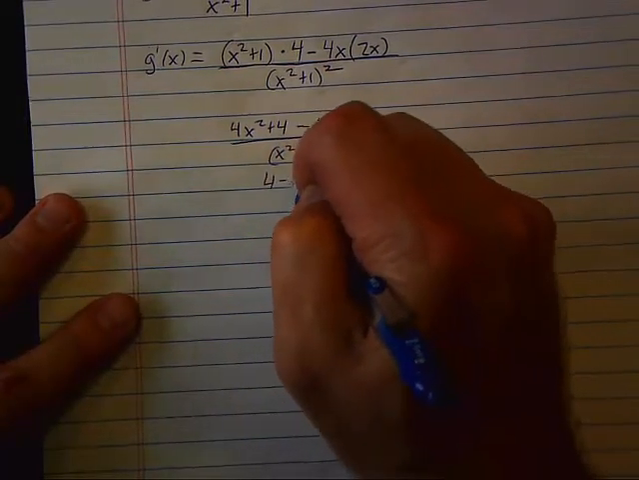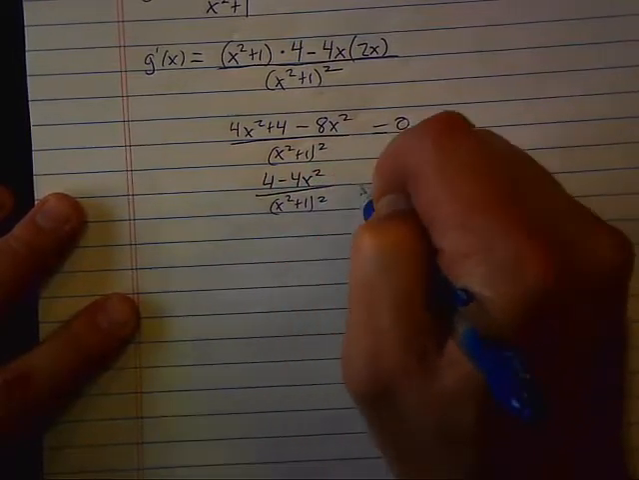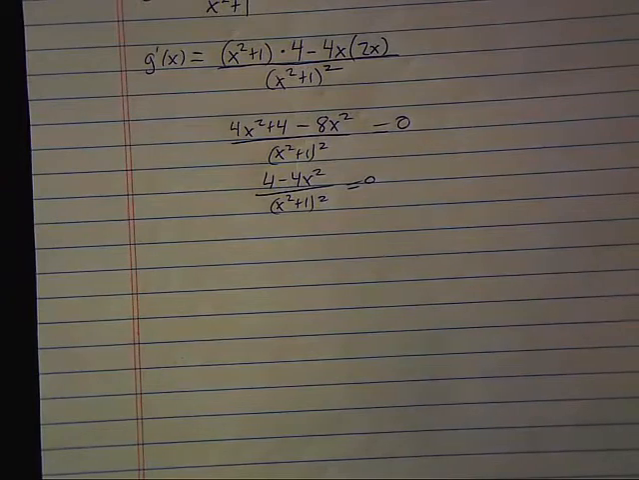Now, how can a fraction equal the number 0? Only the top can be 0. How come? If the bottom is 0, it's undefined. But we also need to know that. Very good. And this is something that a lot of students will forget. A critical point happens when the derivative is 0 or when the derivative is undefined. So just take the top side and set it equal to 0, and then take the bottom side.